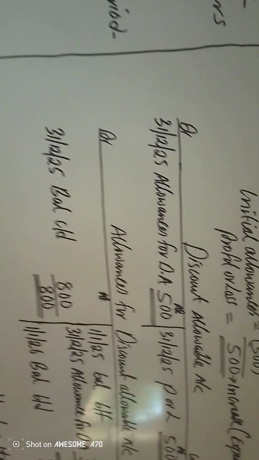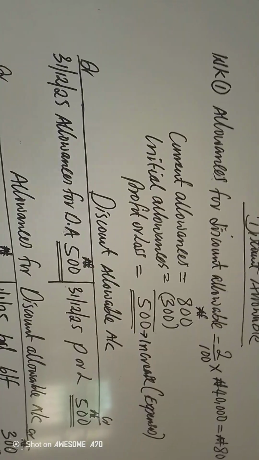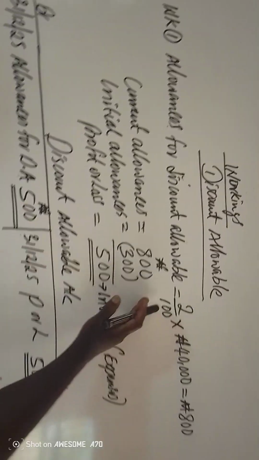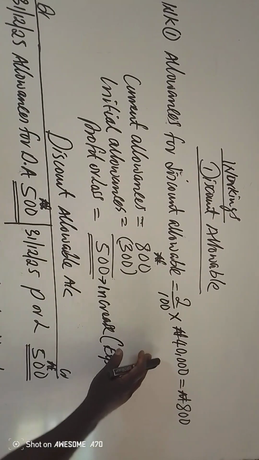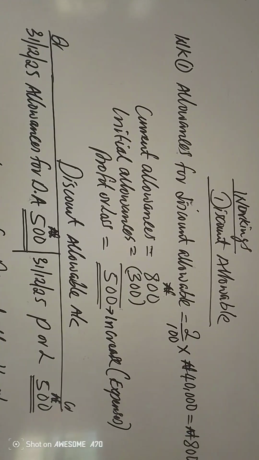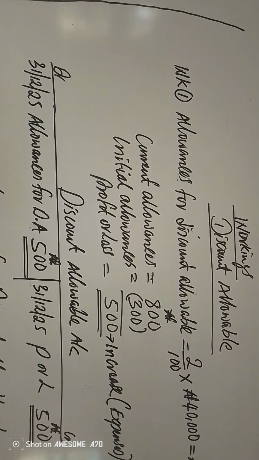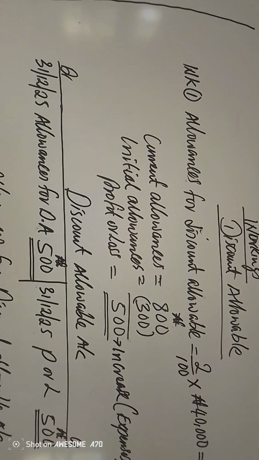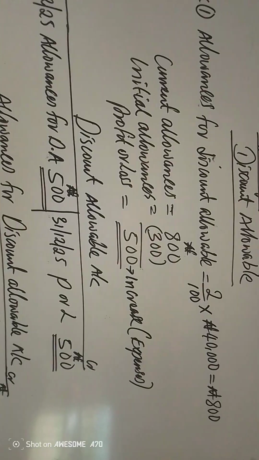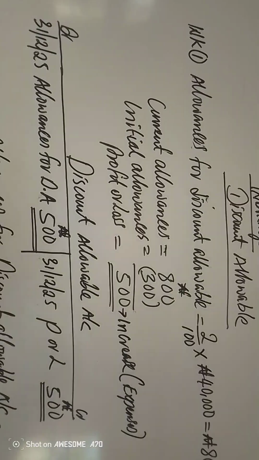Now, you come and put your workings and say this is working. Workings on discount allowable. Then working one, you now say that allowance for discount allowable is 2%. With 2% meaning 2 over 100 times 40,000. 40,000 is the account receivable. Whether it is mentioned or not, discount allowable and that of allowance for credit losses is strictly based on account receivable. So 2% of 40,000 gives you 800 naira. That means the current or end of accounting allowance for discount is 800 naira.